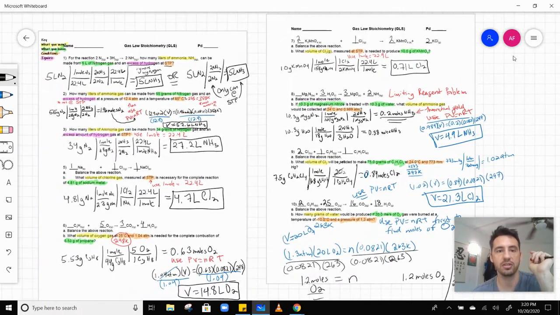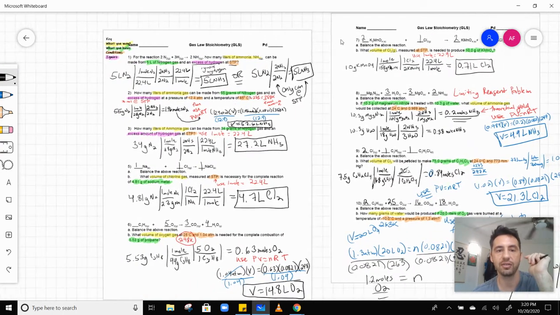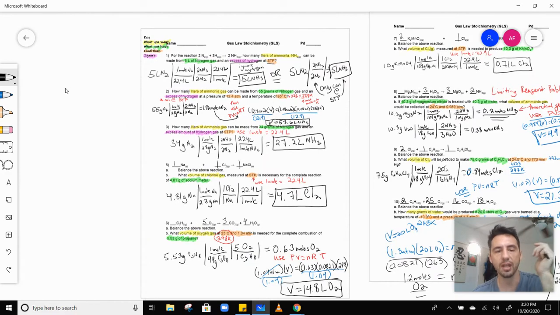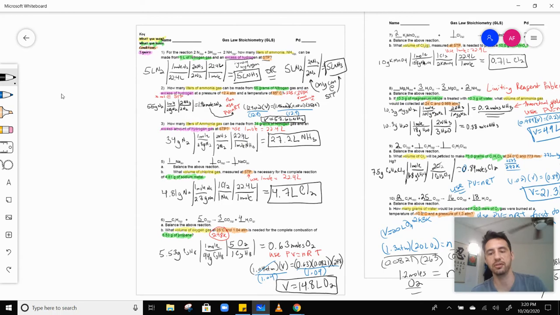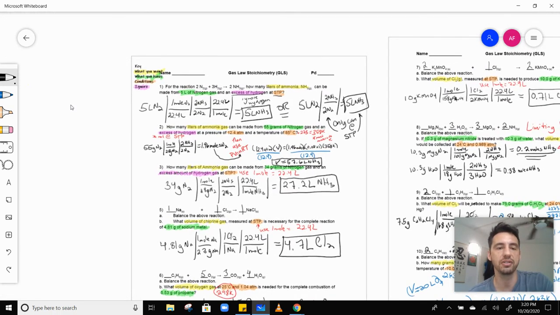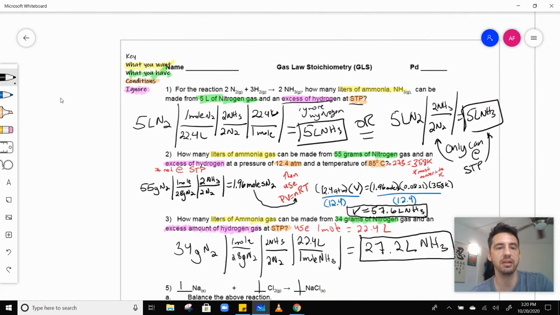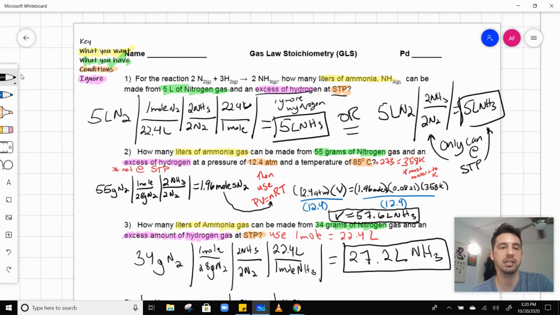Okay, so I want to just talk about this gas law stoichiometry worksheet here. I did all the work here, and I provided the answer for you in the assignment. But let me just talk through a couple of these things. First of all, I tried to help you out a little bit and create this little key here.